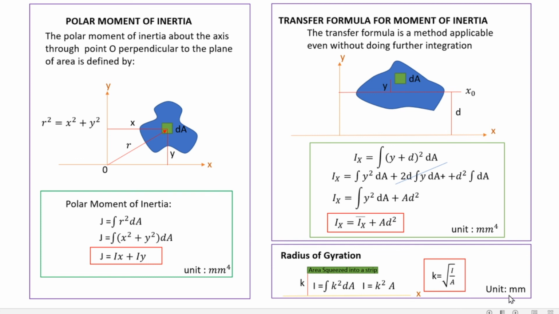So, its unit is mm, since our I is in mm raised to 4 and our area is in mm squared. So it becomes the square root of mm squared, and its unit becomes just mm.